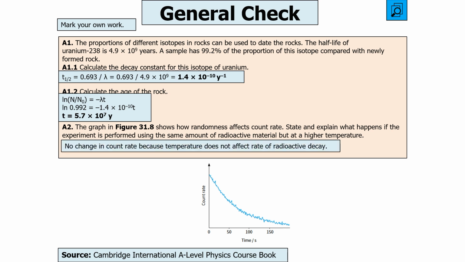Now in this next one, there'll be no change in count rate because radioactive decay is spontaneous, so temperature does not affect the count rate or the radioactive decay of the substance.